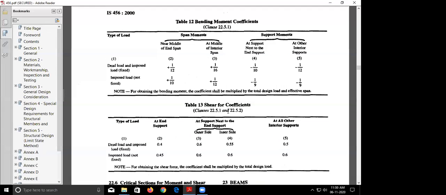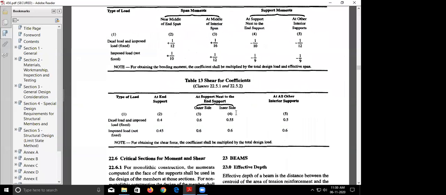Now let us see how to find out the shear force. The table for shear force is right exactly below this, Table 13, shear force coefficients. Okay, so now let us see how to use this. For this also, a shear coefficient is given at the end support, then at the supports next to the end support, and after that at all the other interior supports it will be this.